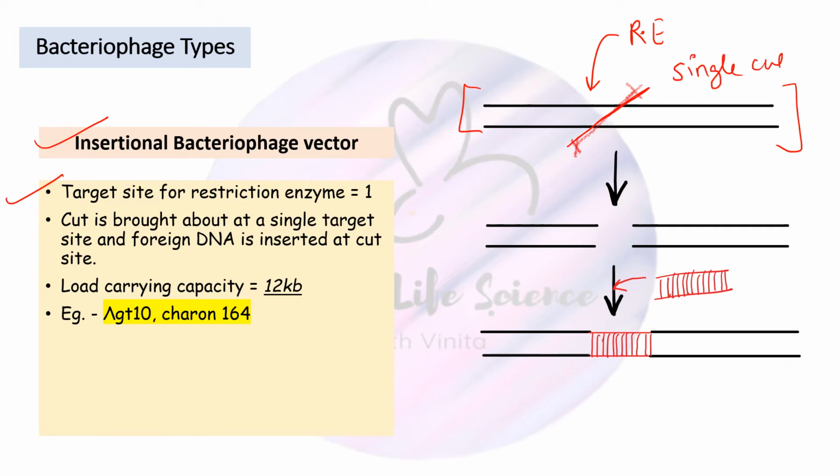It is going to make a single cut at a specific site, and it is going to lead to the opening of both the fragments. You can see in this case, there will be a single cut. Now the cut is brought about at a single target site, and the foreign DNA is inserted at the cut site. It is a very simple process.